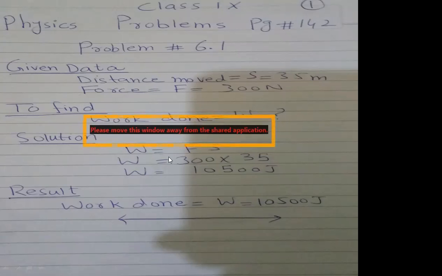Solution: you know the formula for work done is W equal to F times S. So if I put the values, F is 300 and distance is 35 meters. If I multiply 300 by 35, I will get work done 10,500 joule. My work done W is equal to 10,500 joule is the result.